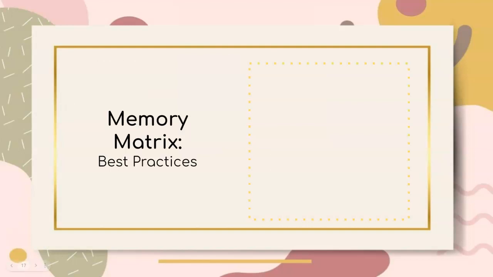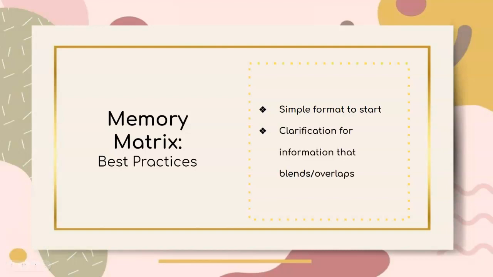In order to use a memory matrix effectively and successfully, an instructor should start their learners off with a simple memory matrix made up of 2 or 3 rows and columns. And when they create the answer key, the instructor is going to become aware of information that may blend or overlap into the headings. So it's important to make the learners aware of this and to clarify this for them.